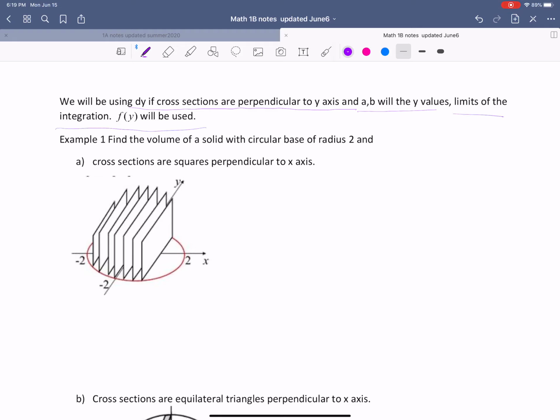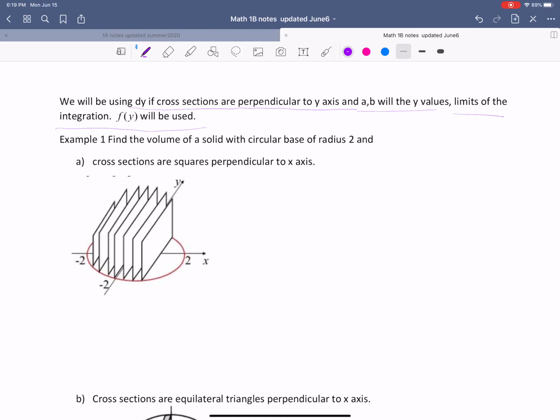Okay, so keep in mind, if your cross sections are perpendicular to x-axis, then their width is in terms of x. Our integral will be in terms of x. Everything has to be in terms of x. And if your cross sections are perpendicular to y-axis, the width of each cross section will be delta y, and the limits would be the y values, and we want the whole integral in terms of y.